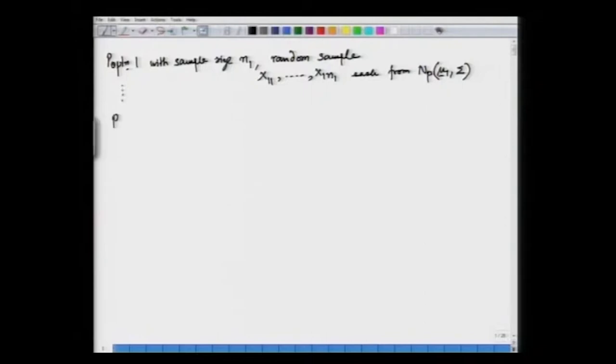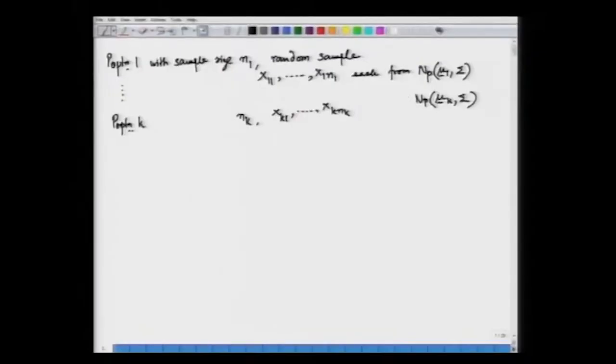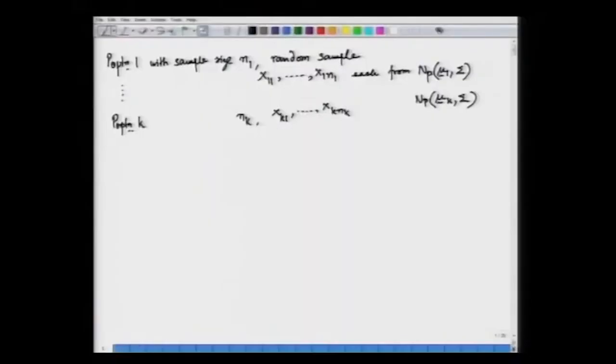Similarly, this setup is repeated to the kth situation, where we have the kth population, sample size n k, and the random sample is now xk1 to xk n k, coming from the p variate multivariate normal with mean mu k and sigma. Note that to differentiate between the populations, we have different notations for the means. The ith mean mu i pertains to the ith population, which has sample size n i, but the covariance matrix is the same throughout. It is the same sigma, and we have only the usual assumption that sigma is positive definite, which we denote by sigma greater than 0.